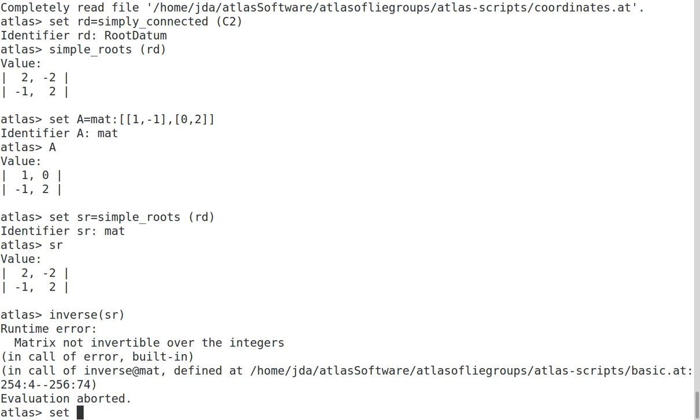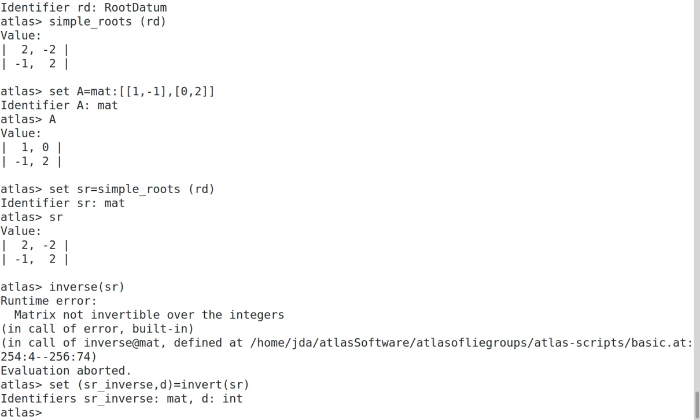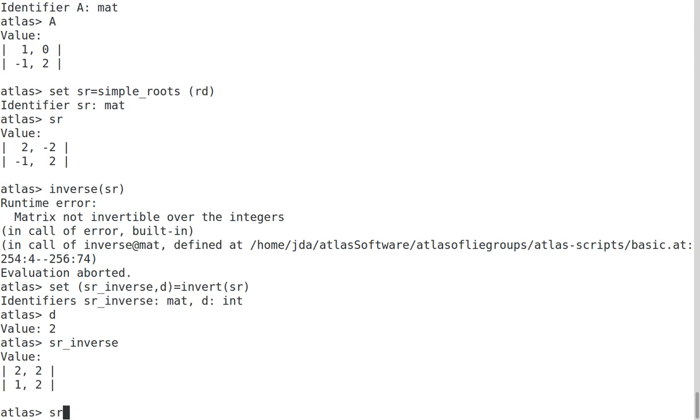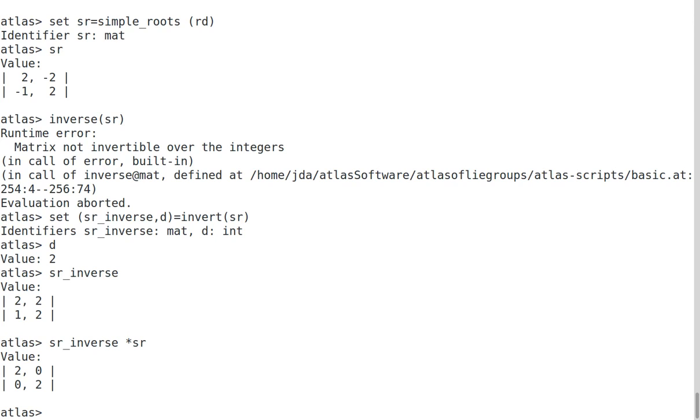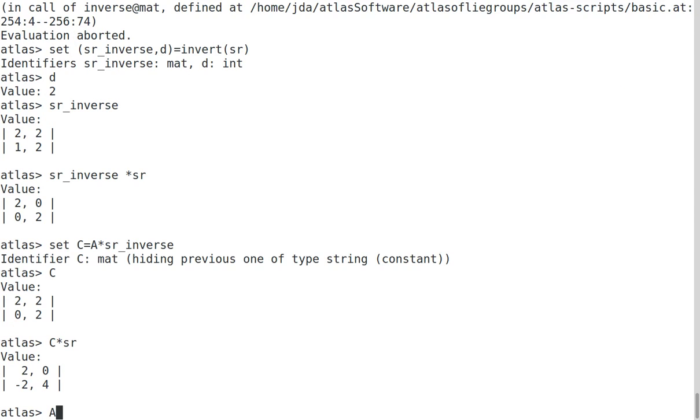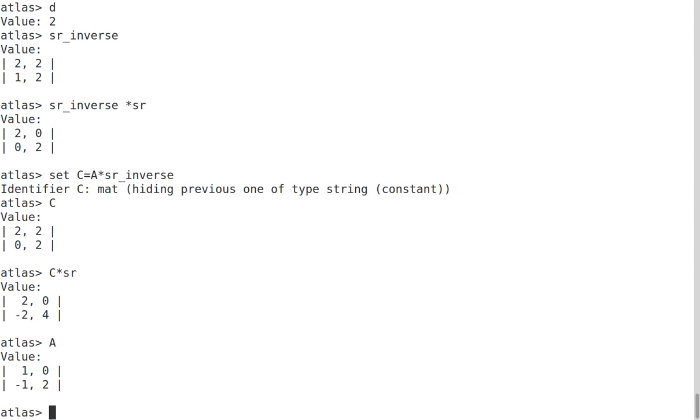And what I do is I set SR inverse, D to be invert of SR. And D is 2. And we see that SR inverse is this integral matrix, and SR inverse times SR, well, it's the inverse up to this factor of 2. So let's set C to be A times SR inverse. And up to this factor of 2, this is the matrix that I want. What I mean by that is if I take C and I multiply it by SR, I should get the matrix A, well, up to this factor of 2. So I should really divide C by 2, and I'll do that.